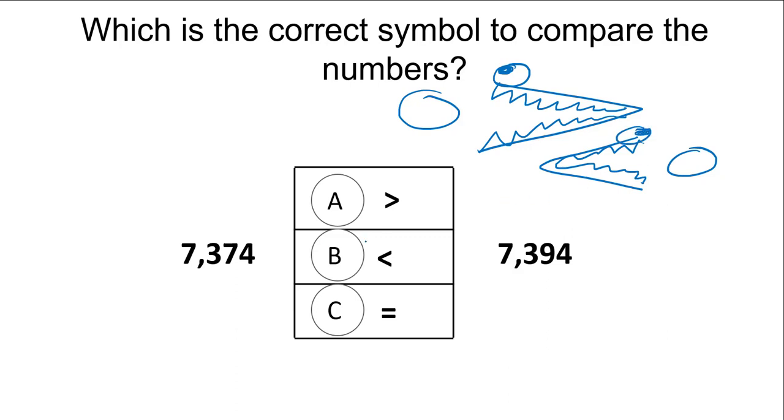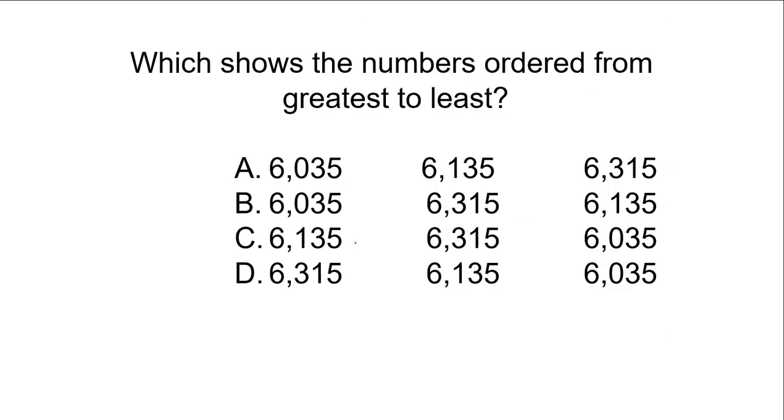So let's compare. We have a 7 in the thousands place, a 7 in the thousands place, a 3 in the hundreds place, a 3 in the hundreds place. But when we get to the tens place, I can see a 7 here. When we get to the tens place, I see a 9. Ooh, I can already tell what the alligator is going to eat. He's gonna eat 7,394. So his mouth is gonna open this way. Yup. And so we bubble in B. Great job. Let's keep going.